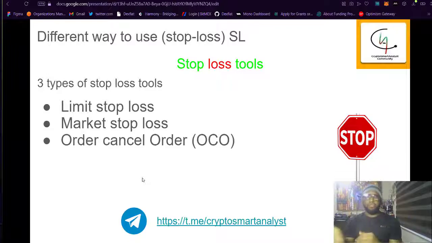Trigger price and an execution price. For market stop loss, it triggers at the exact market price. For order cancel order, it allows you to place your target and also your stop loss at the same time. So let's go to Binance to actually explore what I'm trying to talk about.